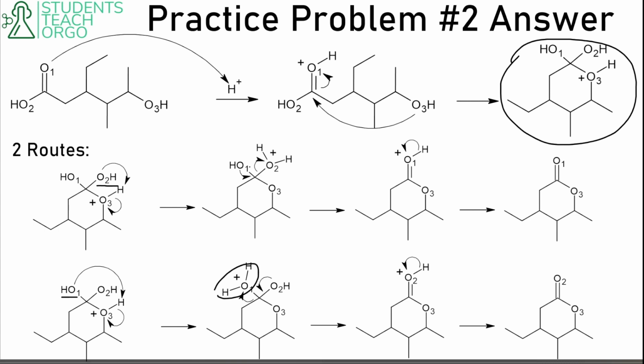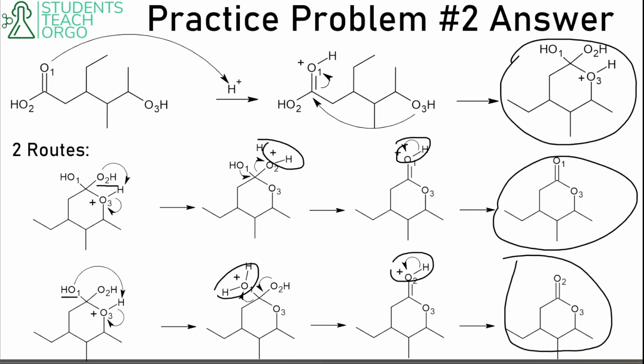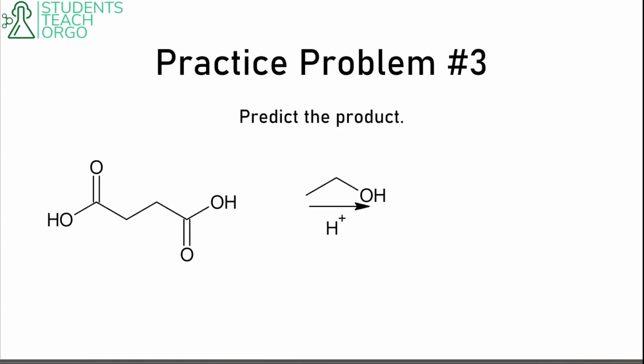You kick out a water and deprotonate. And you form this product at the end. Same steps overall, right? It's just you have to choose which oxygen is the one that's grabbing that proton in the intermediate. All right, hopefully that makes sense. Let's move on to number 3. Predict the product of the following reaction.